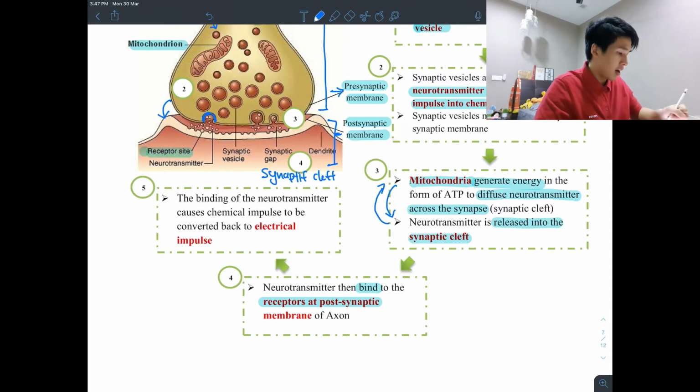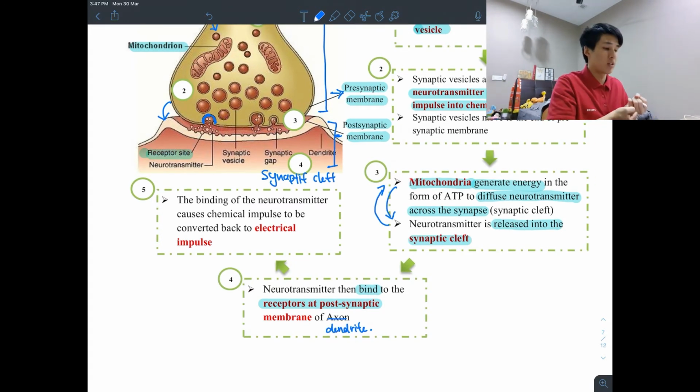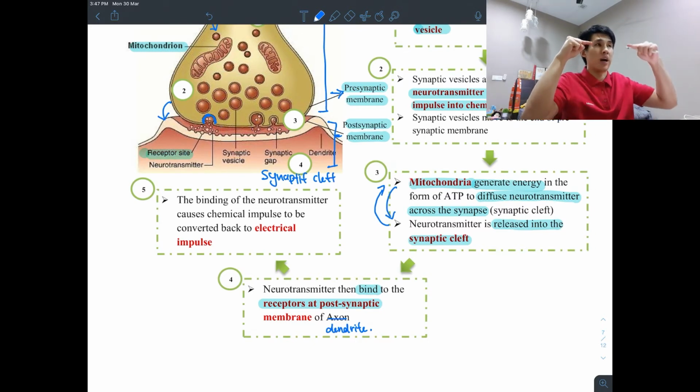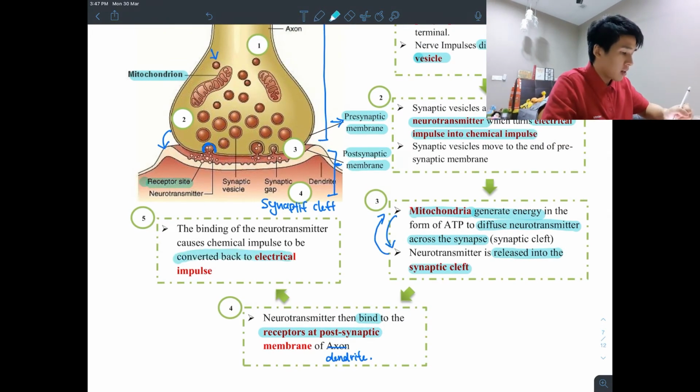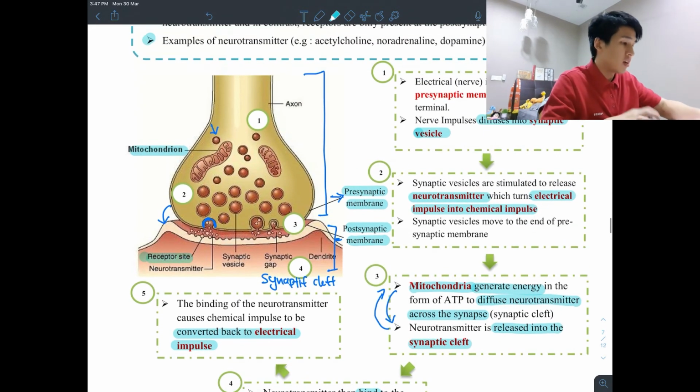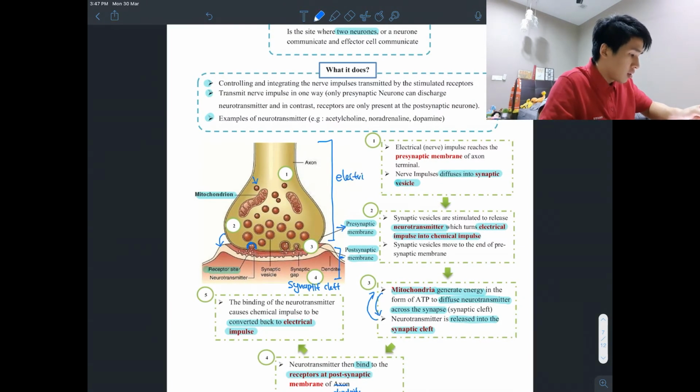Not of the axon, of the dendrite. Sorry. Okay, so the receptor is that someone to catch them. But you cannot say the word catch. Of course, you must say neurotransmitter binds to the receptor. Now, once I bind to the receptor, it means from one wire I jump to another wire already. Correct? So now the chemical signal must be converted back into electrical impulse. So remember, it's from electrical, at the center here, chemical, and becomes electrical again.